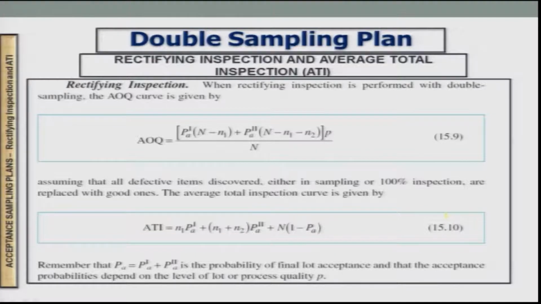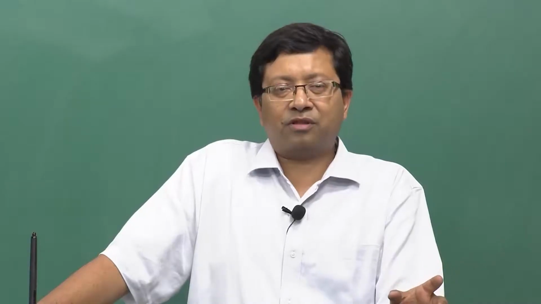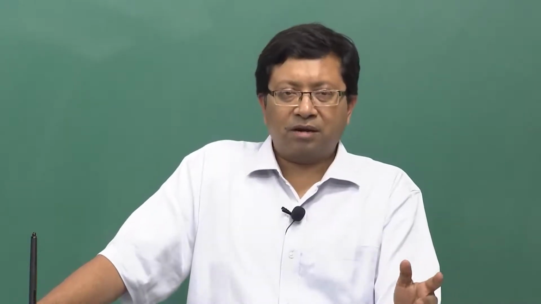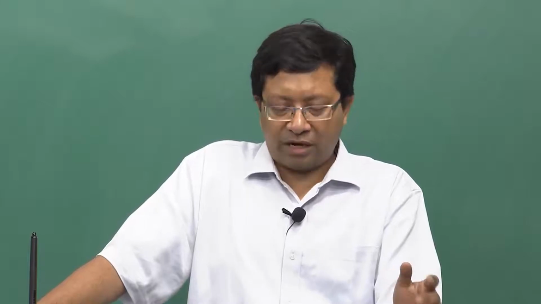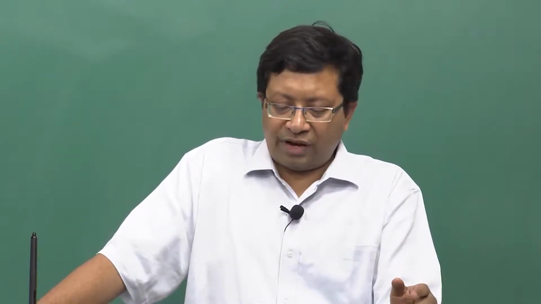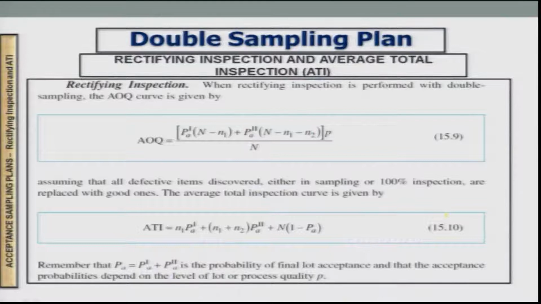Now, double sampling plan. As I just mentioned, the example was for the single sampling plan, and then I mentioned very briefly the sequential sampling plan. So, let us go into the double sampling plan in detail: rectifying inspection and average lot inspection numbers. Rectifying inspection means, when it is performed with double sampling, the AOQ curve.